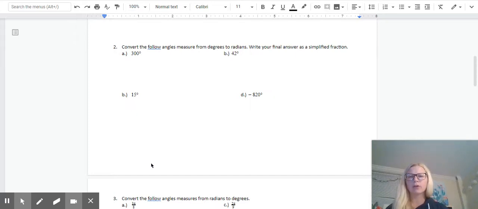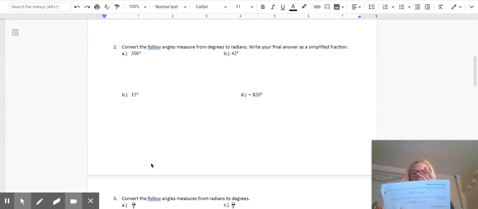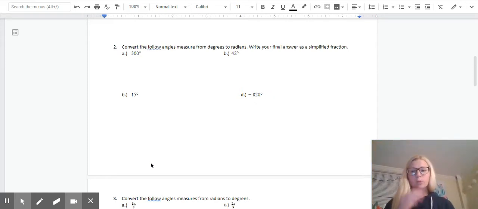All right, so the next section is convert the following angle measures from degrees to radians. Let's see if I have that note sheet. So this was the one you were doing. Oh, I do. Okay. So it is this packet, 4.1, radian and degree measure, and right here, conversions. So this is what you want to take out to do this question. Convert the following angle measures from degrees to radians. Write your answer as a simplified fraction.